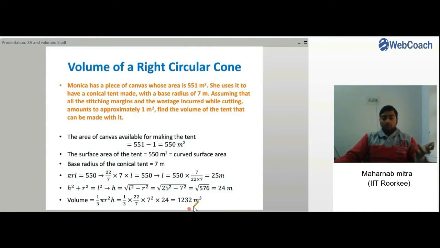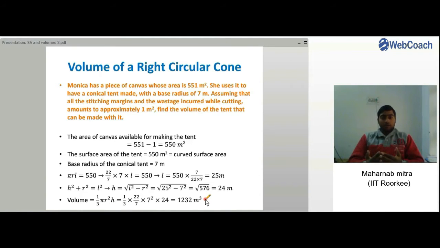Now we put the respective values and finally we get the answer as 1232 meter cube. So this is the volume of the tent which can be made out with the remaining canvas. So let us go through the steps once more. We had started off with a canvas of area 551 meter square, and 1 meter square of it was wasted while cutting for the shape of the tent.